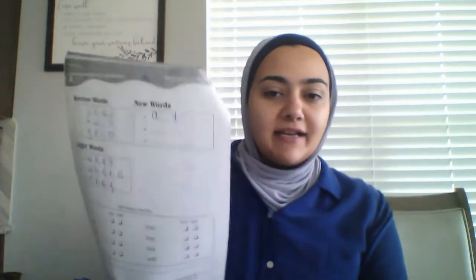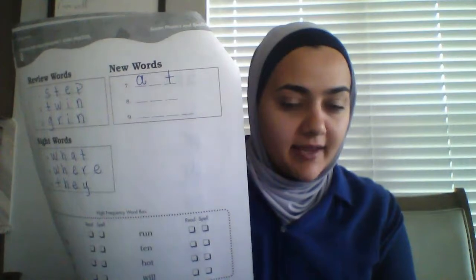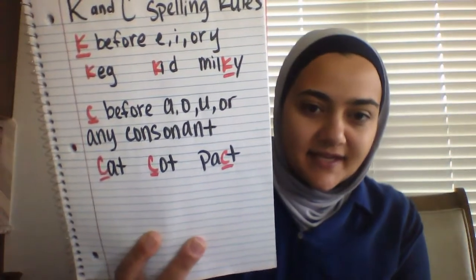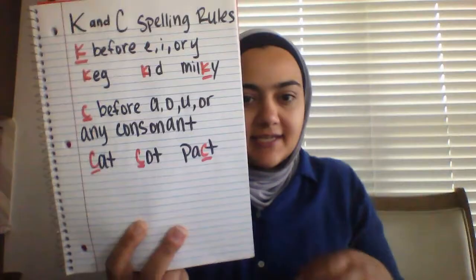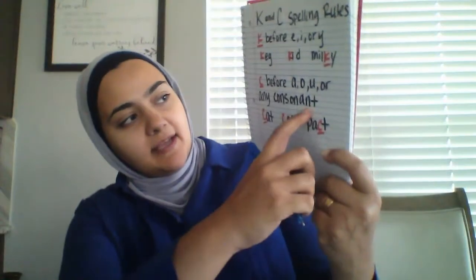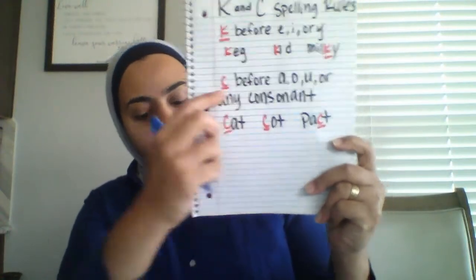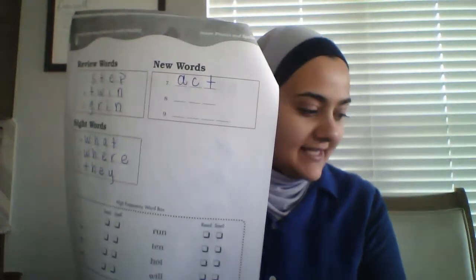So how do I find out if that k sound is a C or a K? Well, I'm going to go back here, and I'm going to see. It says if the letter that comes after it is T or a consonant, then we use the letter C. So I know that k sound in the word act is going to be a C. A-C-T, act.